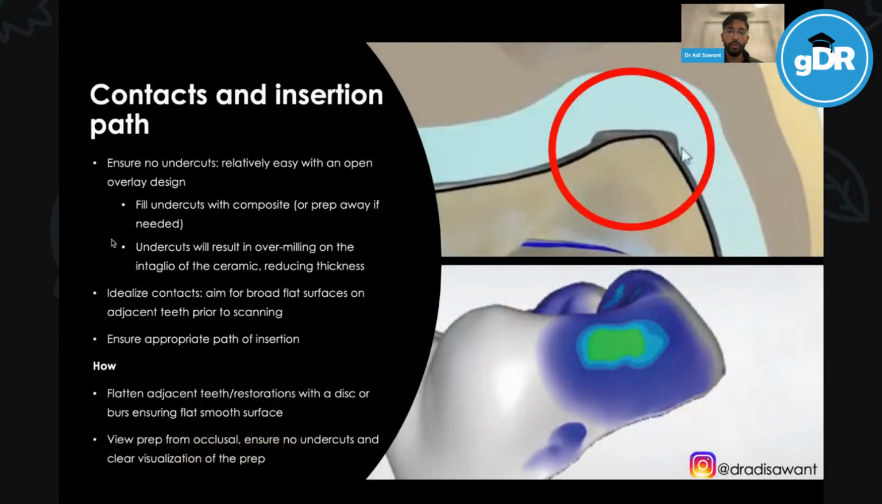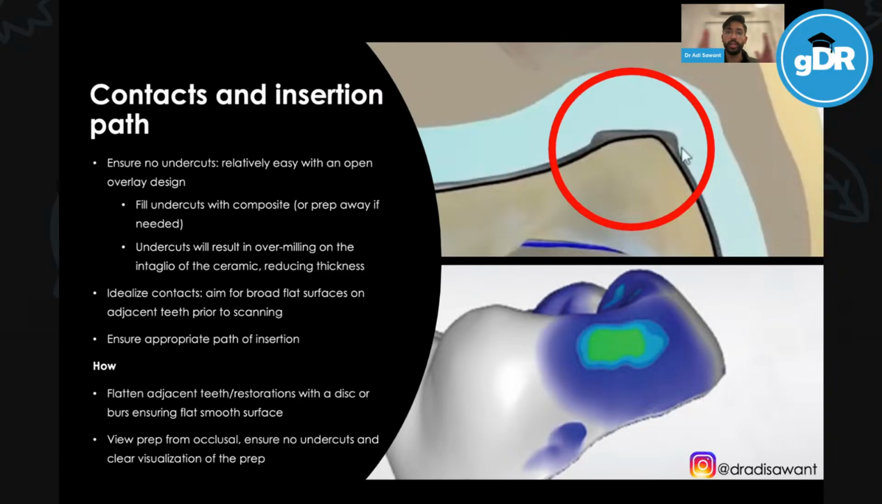Now, we want nice broad contact points and we want very smooth internal line angles for this reason. When your lab is milling out your ceramic, if there are sharp areas there, especially if they're getting into minimal thickness issues, what that burr is going to do, not your burr, but the ceramic milling machine burr, is it's going to over mill in that area. So then your ceramic still fits, but that now becomes a stress concentration and also becomes a thickness issue as well, right? So just make sure you're getting adequate thickness and internally everything's nice and smooth.